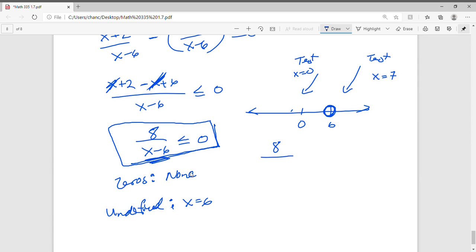So we'll plug in a 0. Is that less than or equal to 0? 8 divided by negative 8? Yes, that's going to be less than or equal to 0. So we'll shade to the left side of 6.